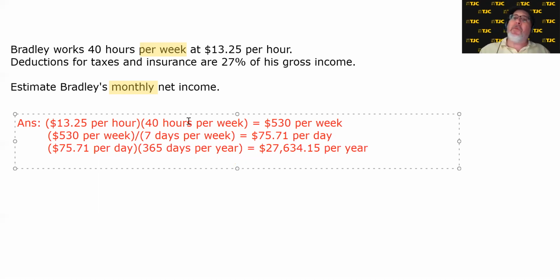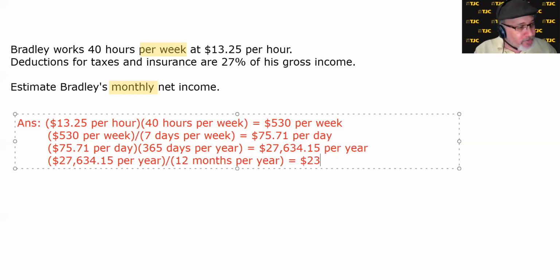And now we can convert it to monthly because the relationship between years and months is exact. 1 year equals 12 months. All right, so $27,634.15 per year. And since we're going down a time frame from years to months, we need to divide, because we need a smaller number, divided by 12 months per year. And if we divide that by 12, we finally get an answer of $2,302.85.